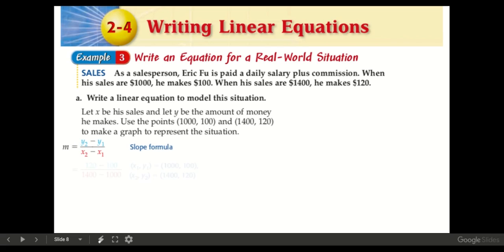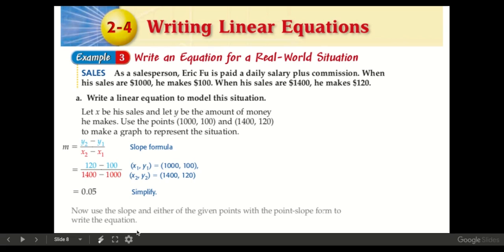So we'll use our slope formula, right? So we'll put in our difference in y values over our difference in x values, and we find that our slope will simplify down to 0.05. So now we're going to use that slope and either one of the points, it doesn't matter which one you use, to write an equation. So again, here's our point slope form equation. I'm going to use my slope of 0.05, and I'll use the point (1,000, 100), right? So 1,000 for my x value, 100 for my y value. It's just this point right here. You could have used this point.